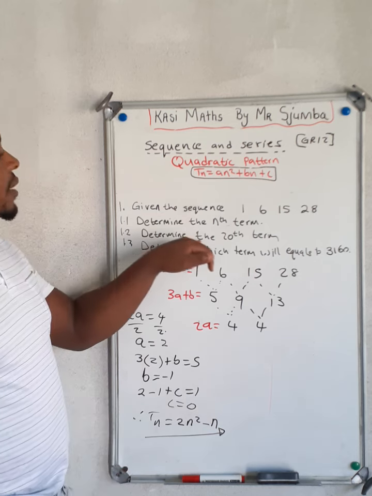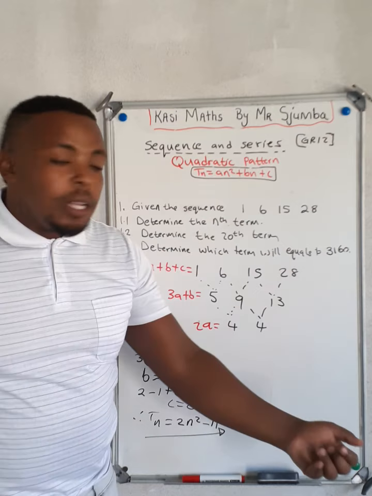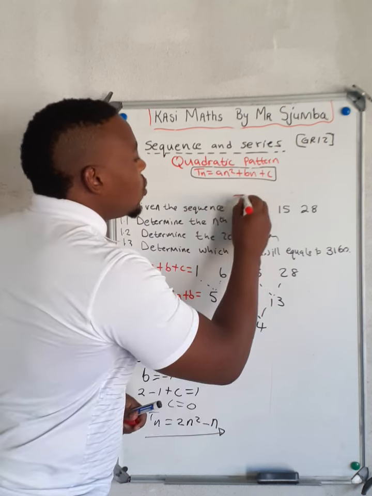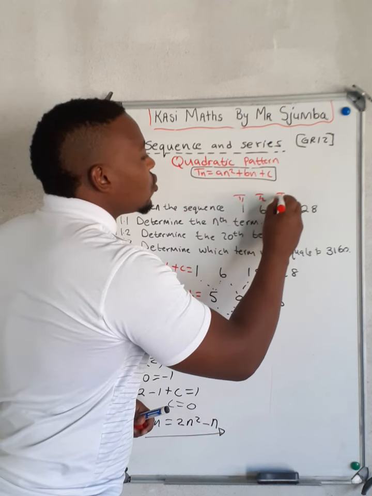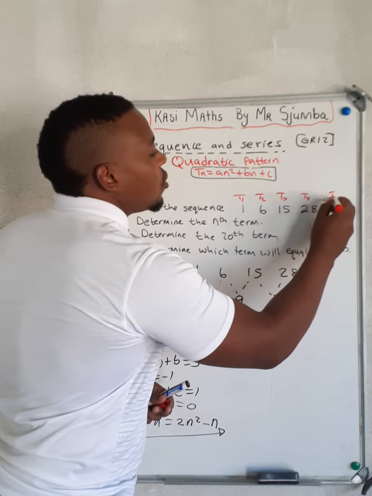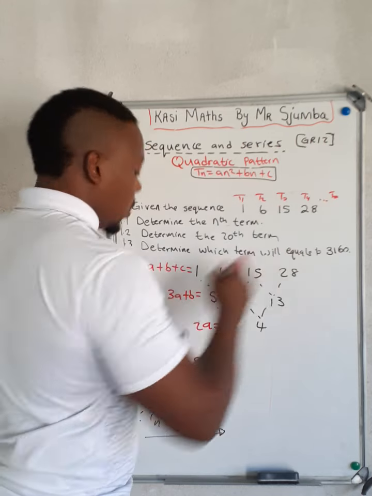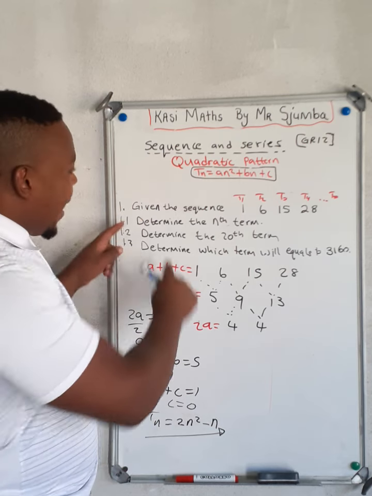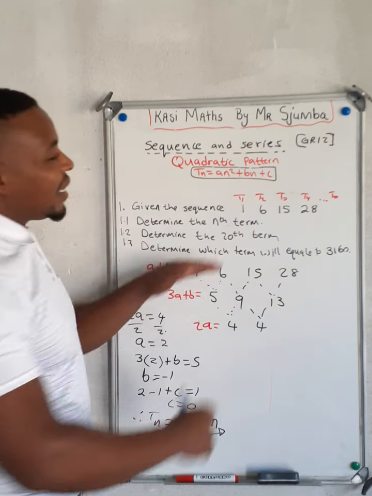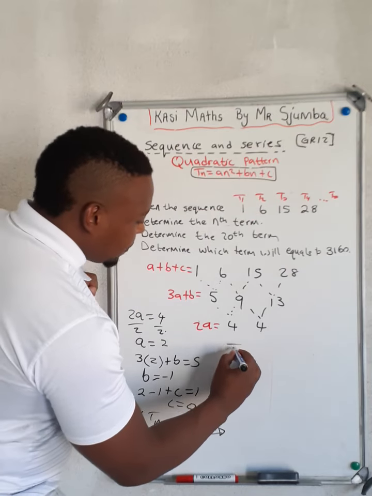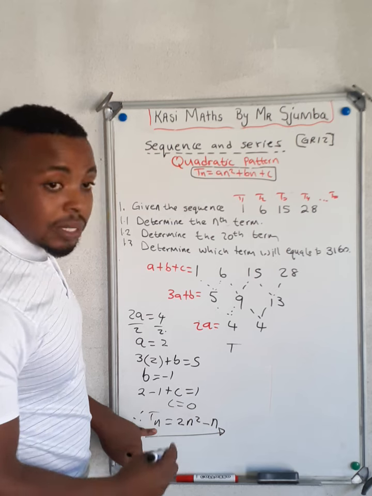1.2, we should determine the 20th term. So we're looking for term 20. This is term 1, term 2, term 3, term 4. We're looking for term 20. So we go to this formula. With the formula for the sequence, we can get any term. So the formula is here and now we're looking for term 20.